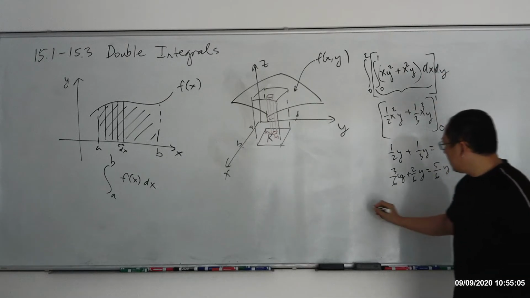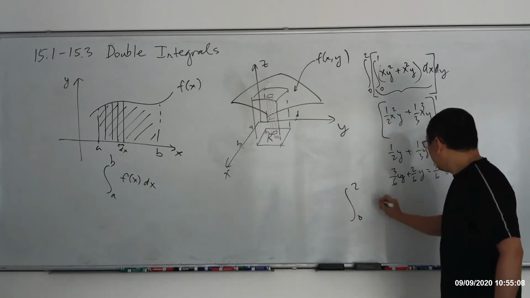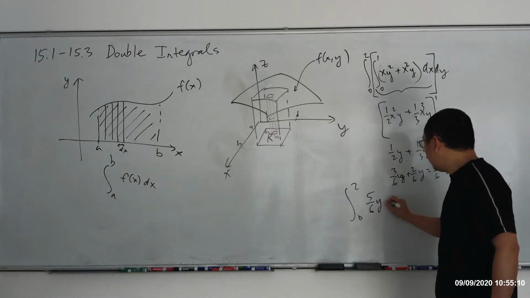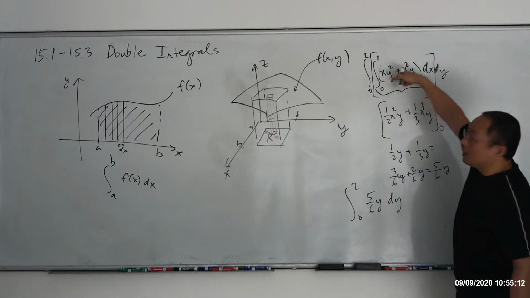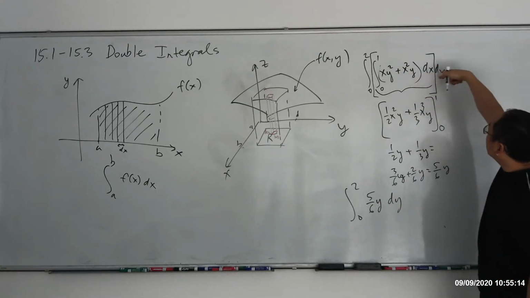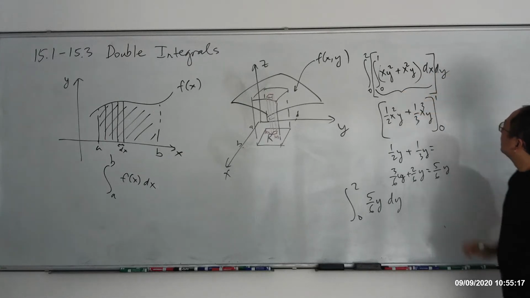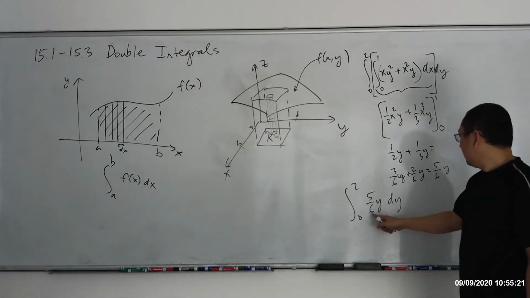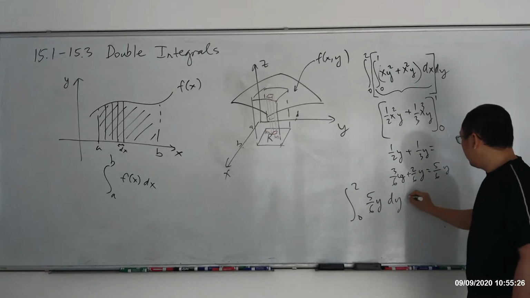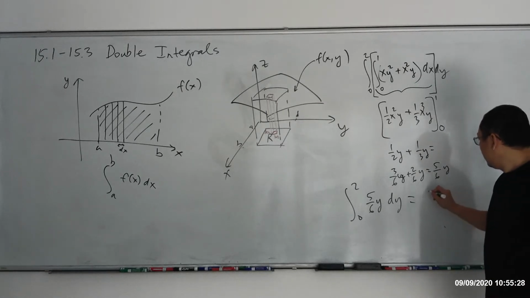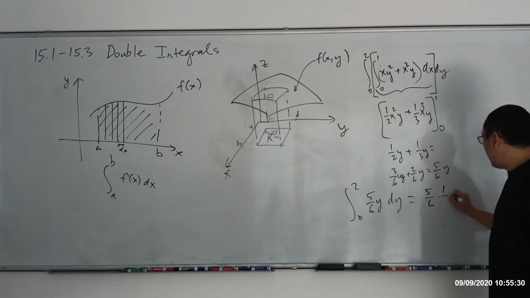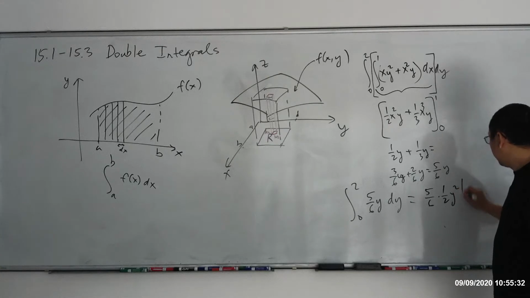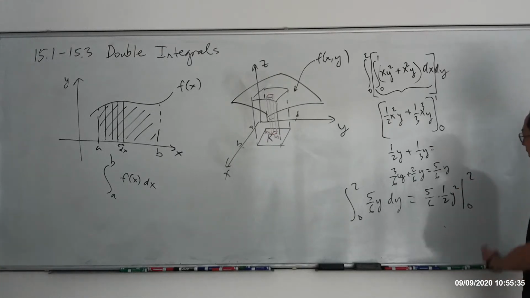So our integral becomes what? The integral from 0 to 2 of 5 over 6 y dy. We took care of the interior integral in terms of x, right? You have this, and then what? The integral of 5 over 6 y will be 5 over 6 times 1/2 y squared, running from 0 to 2. And of course, you can plug in numbers and calculate.